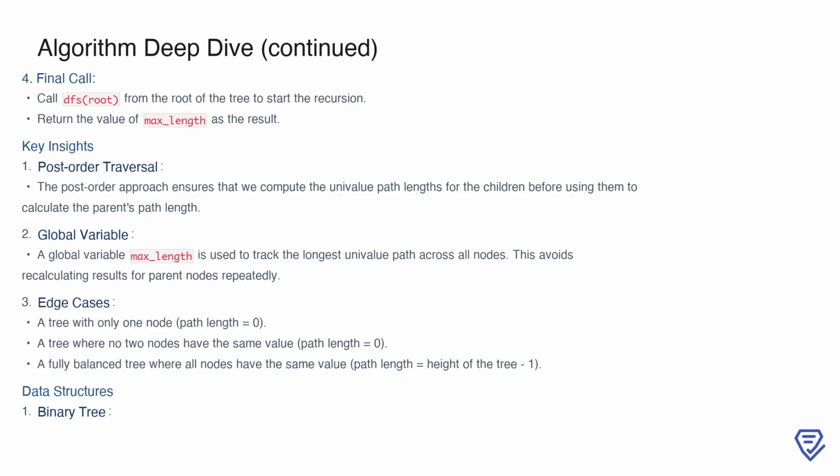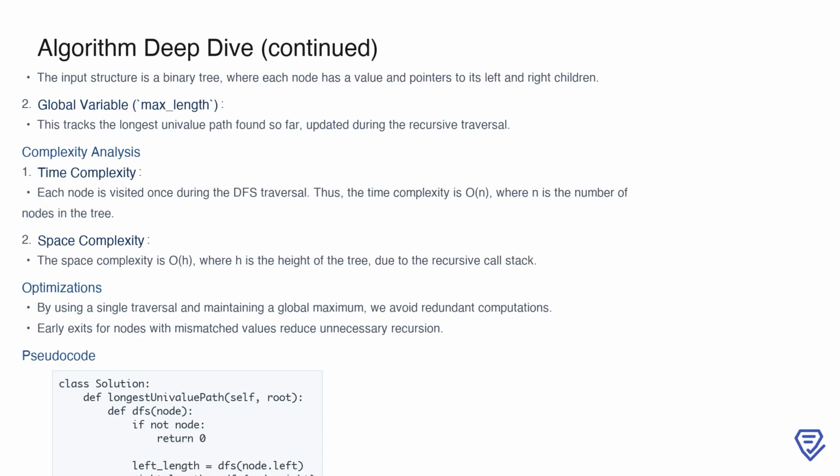In contrast, a fully balanced tree where all nodes have the same value would yield a path length equal to the height of the tree minus 1. These considerations ensure the solution is robust and handles various scenarios effectively. The binary tree serves as the primary input structure for this problem. Each node in the tree contains a value and pointers to its left and right children.